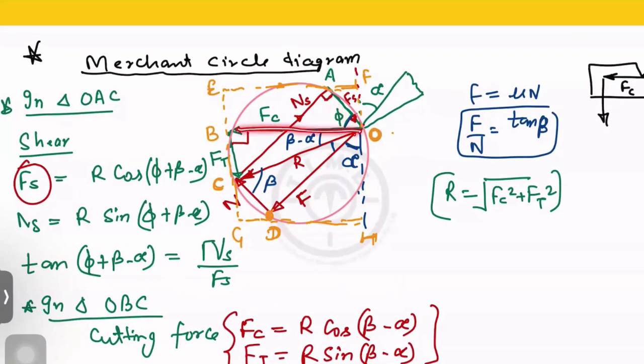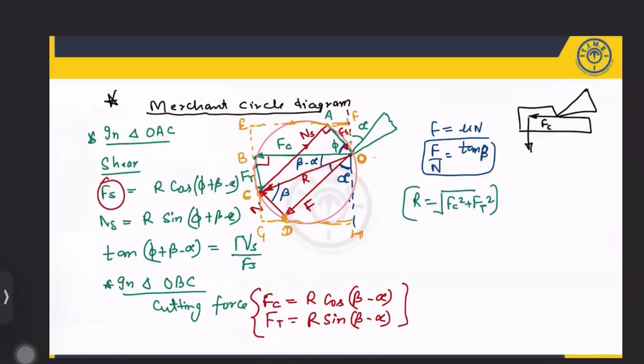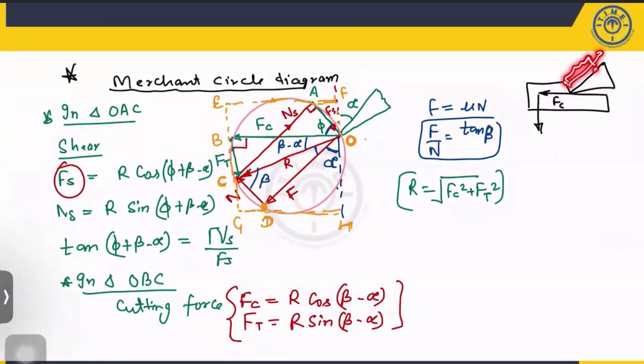Now, what are the forces involved? One is the cutting force, another is the thrust force. If you take the resultant, I am denoting it with R. That is called the resultant force. Similarly, if you are cutting this material, the chip is moving in this manner, which means the friction force will act in this direction. This is the friction force on the tool, and then the normal reaction will be here.